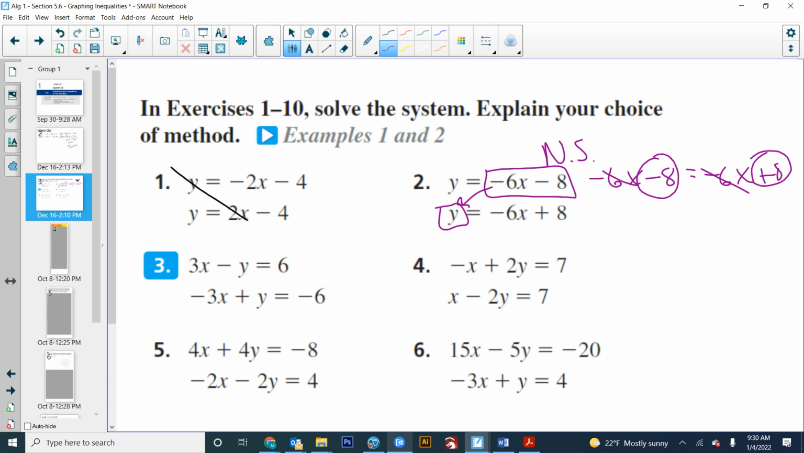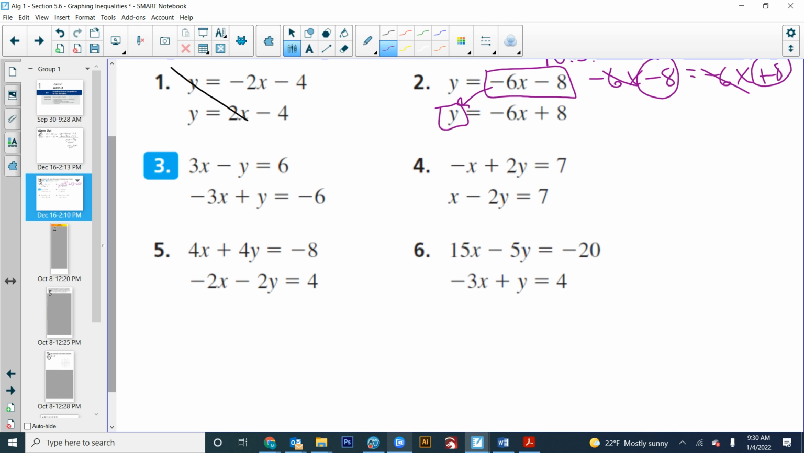Okay, look at 3. Now, guys, it does not get any easier than this. Everything is set up for what? Everything cancels. I'm left with this. You have to do literally no work on that. 0 equals 0. Is that true?